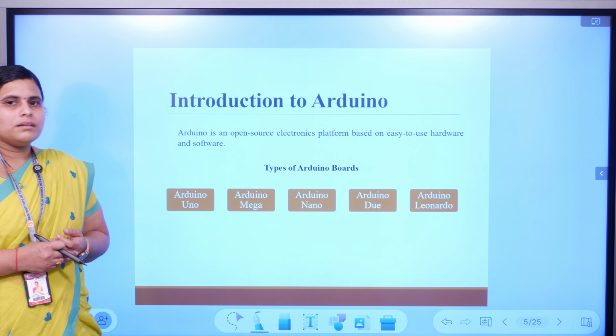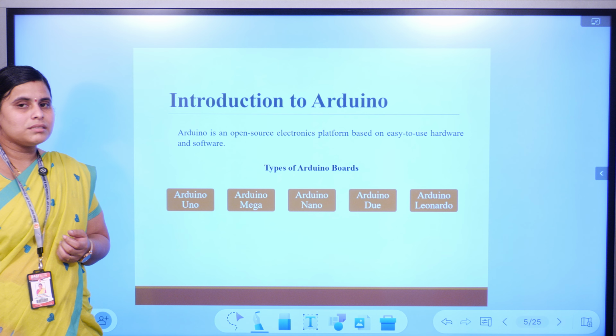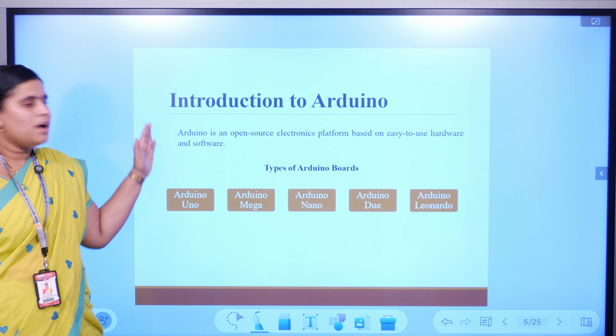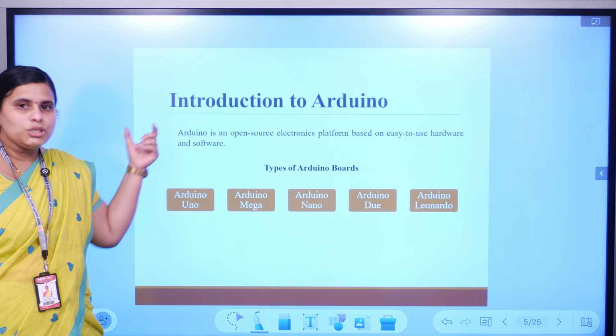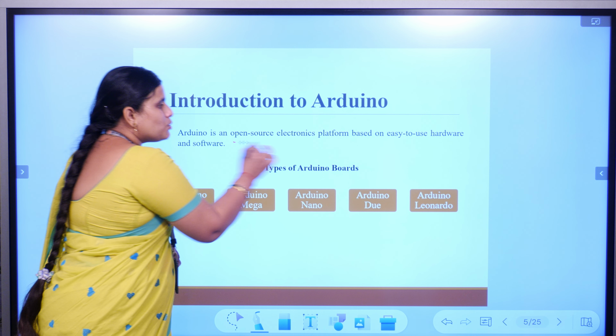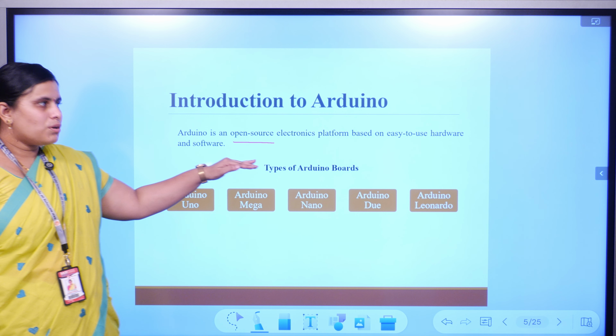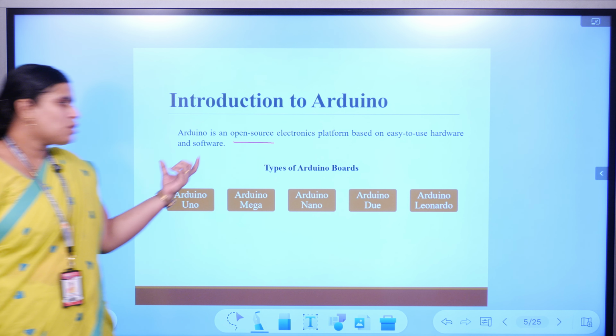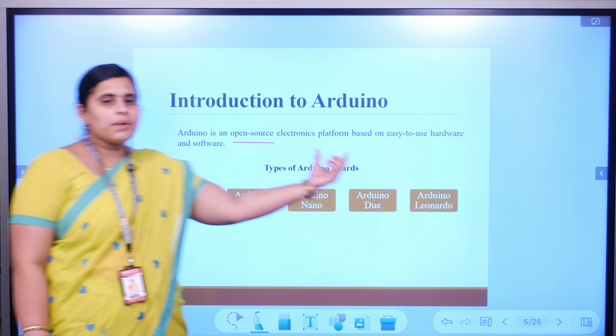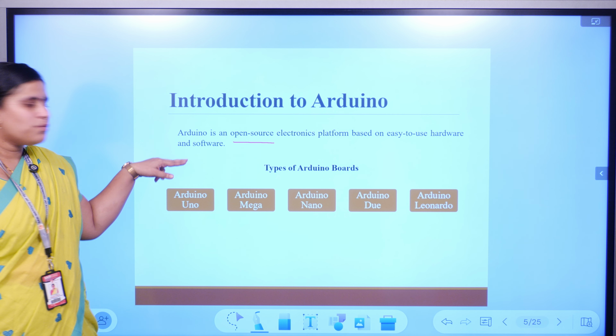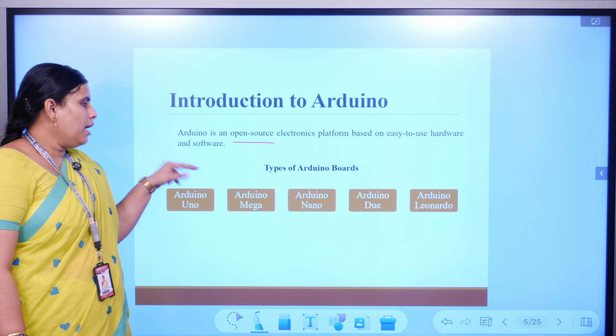Coming to the next slide, first we can see what is meant by Arduino. Many educational institutions, researchers and engineers mainly use Arduino because it is very easy to use and it is an open source platform. In Arduino, we have both hardware and software implementation. We use the hardware implementation in the Arduino board and the software implementation by using the IDE environment.